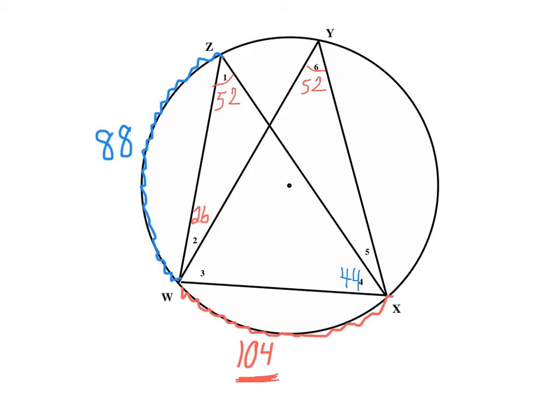The other piece of information that I was given was this 26 right here. That 26 is an inscribed angle, and it opens up to this arc up top, ZY. So ZY is going to be double 26, which is going to give me 52. The other thing I noticed is that this intercepted arc, ZY, opens up to this inscribed angle, angle number 5. So I know that angle 5 is also going to be 26 degrees.